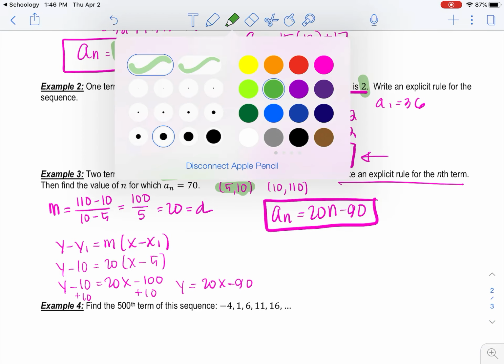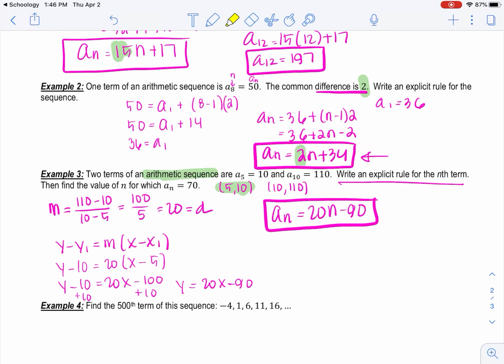And then now it has a follow-up question. It says, find the value of n when a sub n is 70. So now what I'm going to do is change a sub n to 70, and I'm going to solve for n. So we add 90 to both sides. Divide by 20. And I get n is 8. So that is my 8th term. That means 70 is the 8th term.